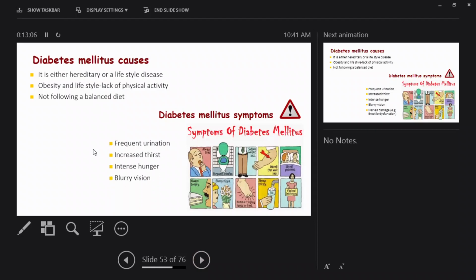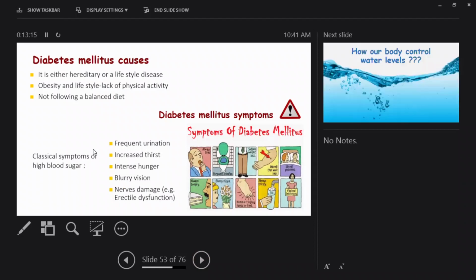The symptoms can be frequent urination, increased thirst, intense hunger, blurry vision because of diabetic retinopathy, and nerve damage such as erectile dysfunction. So these are all the classical symptoms of high blood sugar.